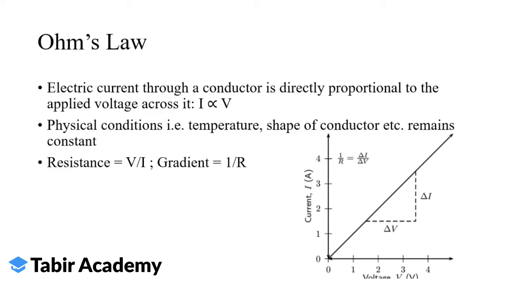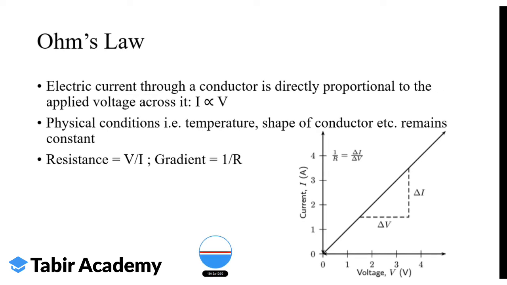So now let's move on to Ohm's law. Ohm's law states that the electric current flowing through a conductor is directly proportional to the applied voltage across it. Simply means that the current flowing inside a conductor is directly proportional to the applied voltage. However, make sure that the physical conditions such as the shape or temperature of the conductor are constant. Okay. If we plot the current versus voltage graph, we are going to get a straight line, as can be observed in the figure on the screens.